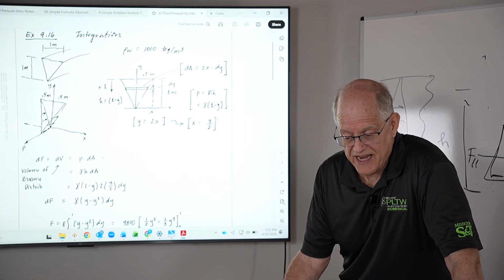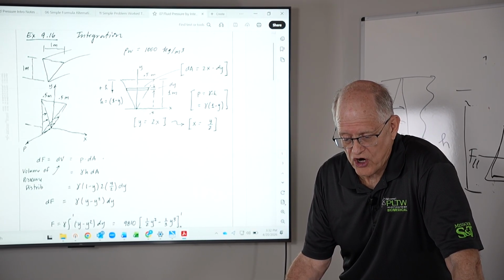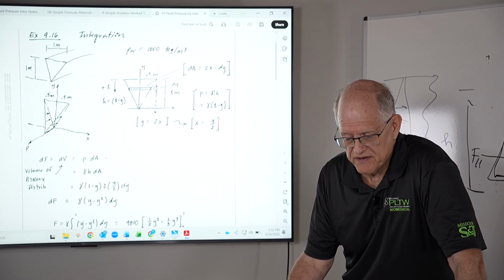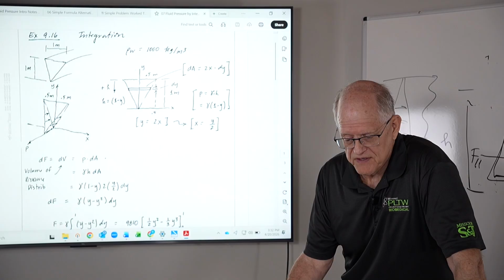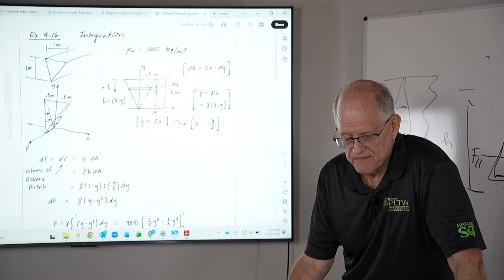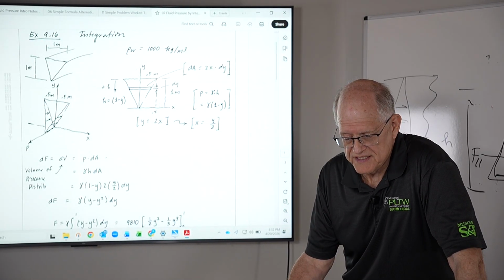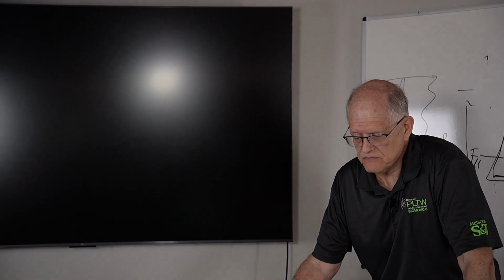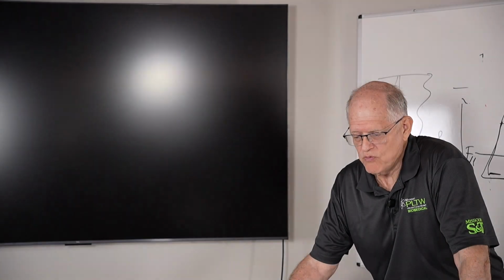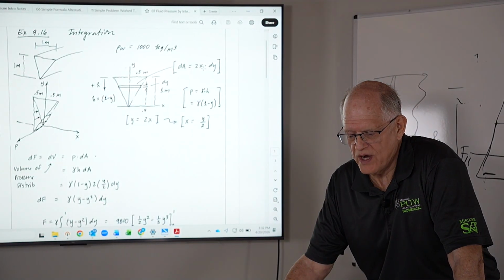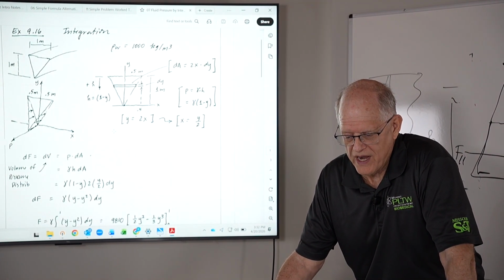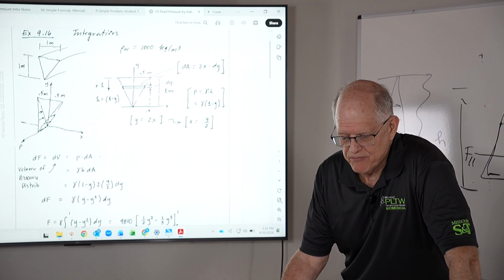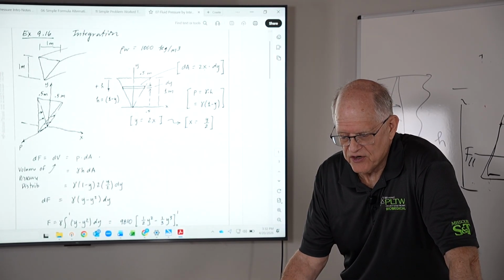We have to define a dA. Our dA is an arbitrary slice of this, and it's dy thick. The length of the slice is 2x, and so the dA is 2x times dy. Because I'm using a dy, I have to convert the x to y. If y is equal to 2x, then x is equal to y over 2. So I can plug the y over 2 into my dA.